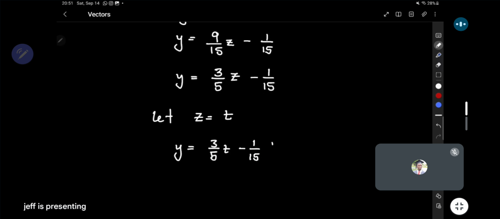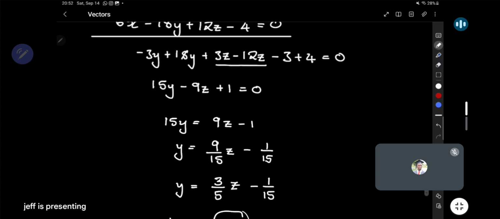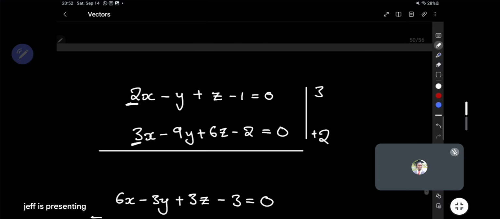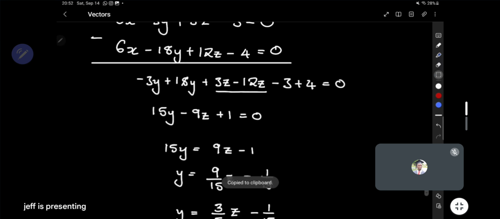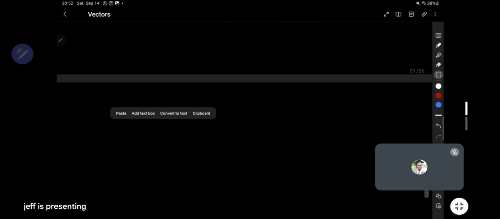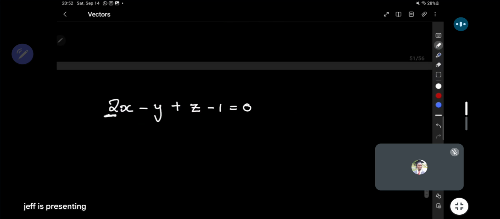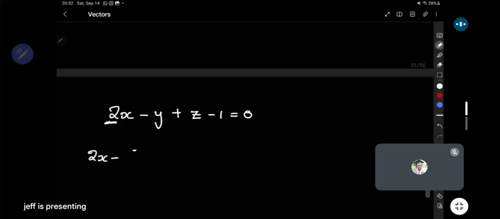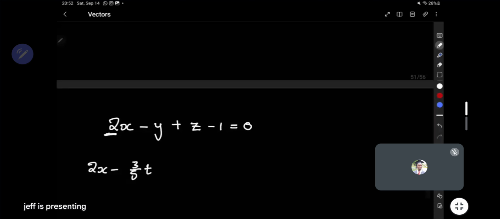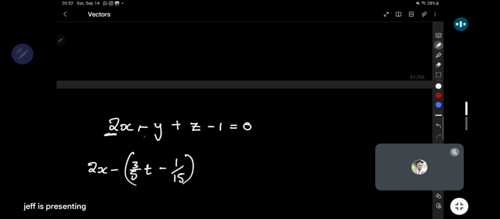And then using the expression for y and for z, we can then get one of these expressions. And then now we're trying to just get what x is going to be. So this is going to be 2x minus, where there's y, we're putting 3 over 5t minus 1 over 15. Remember, this has to be in brackets because y has a negative there. Then plus z, where the z, we're just putting t. Then minus 1 is equals to 0.